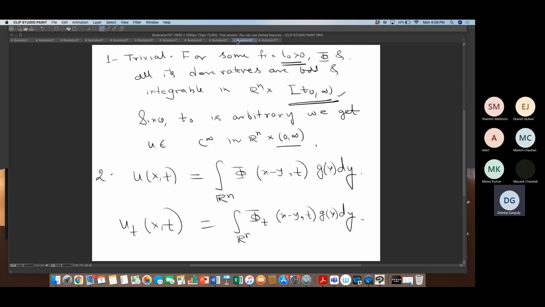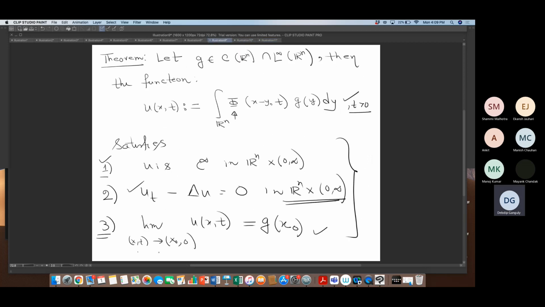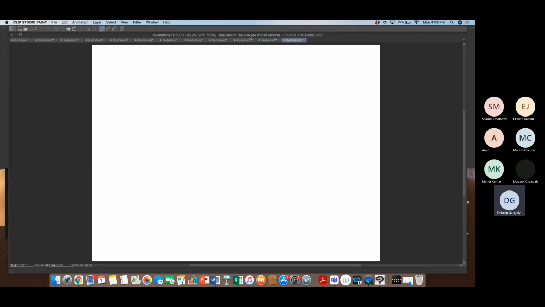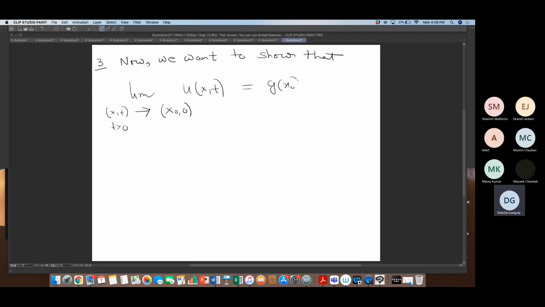Okay. Now the difficult part. We want to show that the limit as (x,t) tends to (x naught, 0), u(x,t) equal to g(x naught). What does it mean? It means we now want to show the third part: the limit as (x,t) tends to (x naught, 0), with t positive of course, from above, u(x,t) is equal to g(x naught). Just draw the picture, then it will be clear.